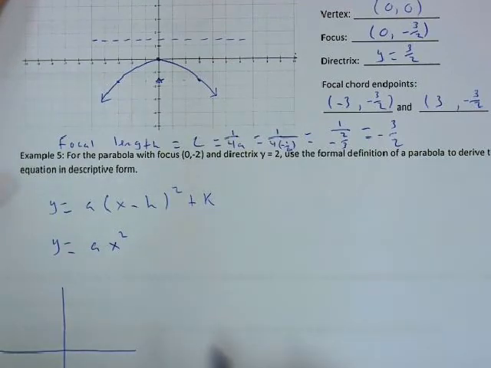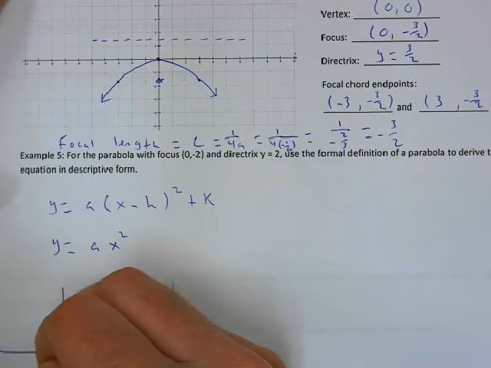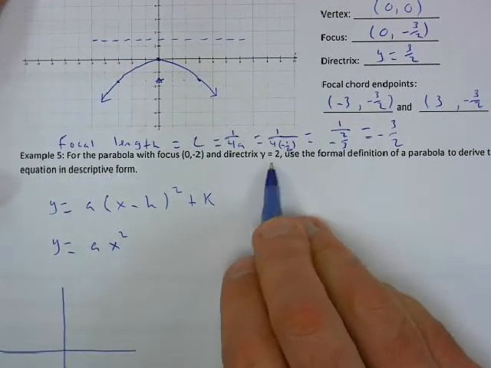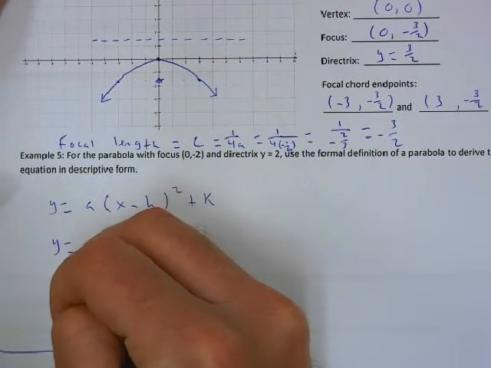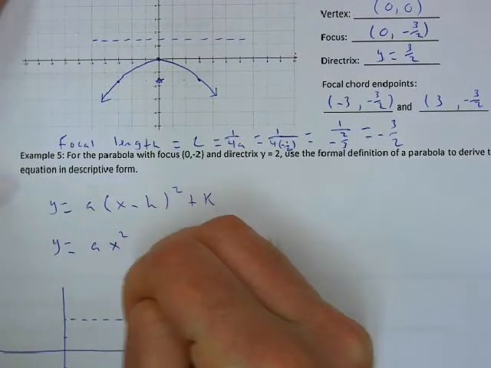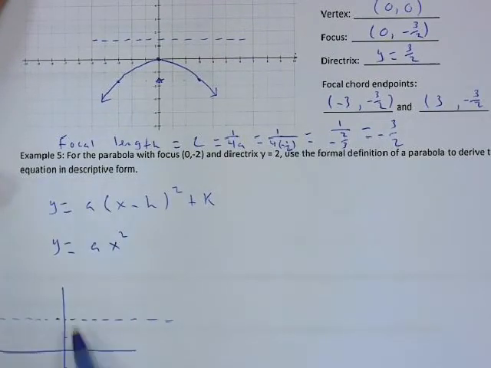And then let's see, we've got a focus at (0, -2). So I'm going to go down 2 and then draw my focus. I've got a directrix of y = 2, so then I'm going to go up 2, 1, 2, and then draw my directrix. So here's my focus, here's my directrix.